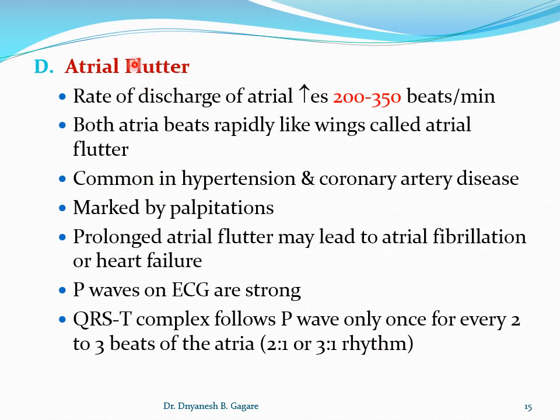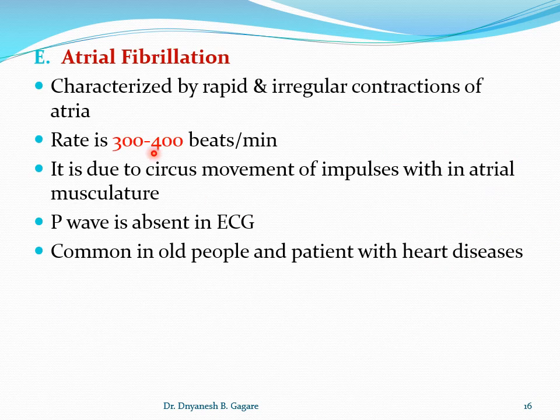Now we'll continue with atrial fibrillation. So flutter can lead into atrial fibrillation. And what is atrial fibrillation? Fibrillation is characterized by very rapid and irregular contraction of the atria. The beating rate can increase up to 300 to 400 beats per minute, and it's irregular contraction. Why is it said to be irregular contraction? Because it is due to the circus movement of the impulse within the atrial musculature.